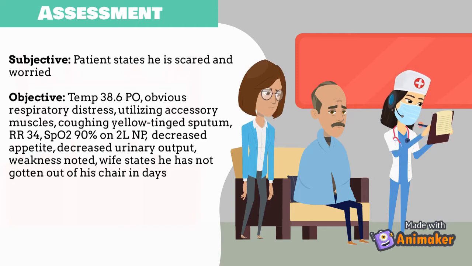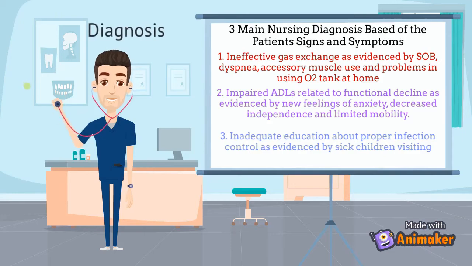There was decreased appetite, decreased urinary output, and weakness noted. His wife also stated that he hasn't gone out of his chair in days. This is very concerning and abnormal for Cecile, as this can be an infection or an exacerbation of his disease.